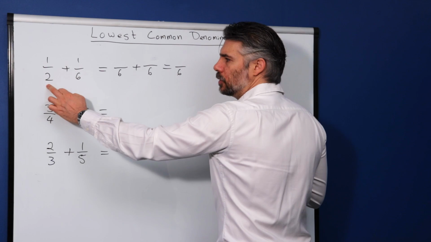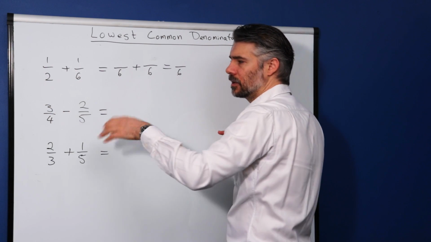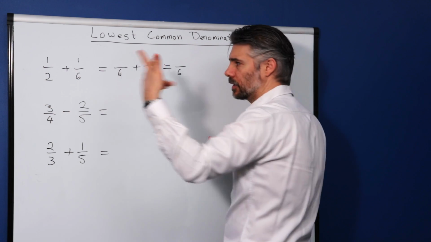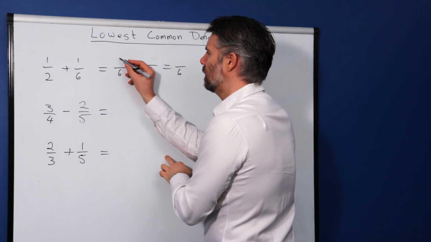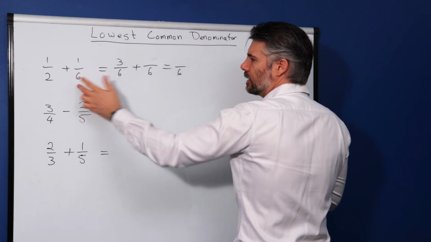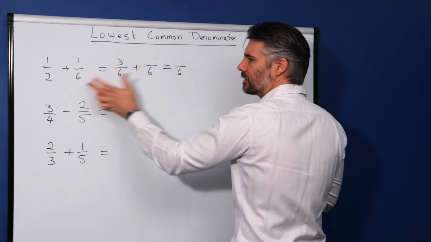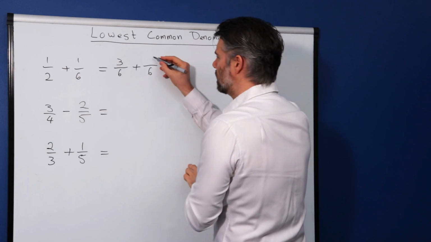So we said 2 times 3 is 6. So what we do to the bottom, we do to the top. 1 times 3 is 3. This denominator is already over 6. It's exactly the same, so we keep the top the same.